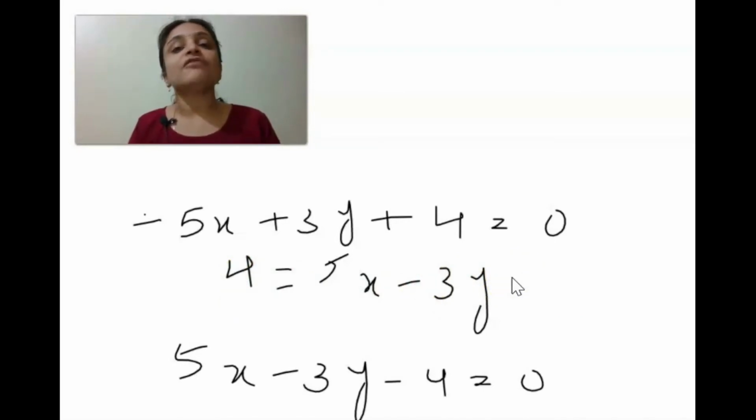So you will have 5x minus 3y minus 4 equal to 0, right? So A equal to 5, B equal to minus 3 and C equal to minus 4. Now, if you bring this 5x minus 3y to the left hand side, what will you have? Minus 5x plus 3y plus 4 equal to 0. And here A equal to minus 5, B equal to 3 and C equal to 4.